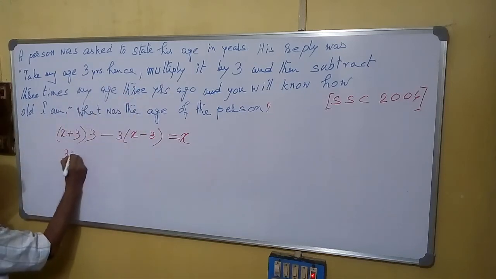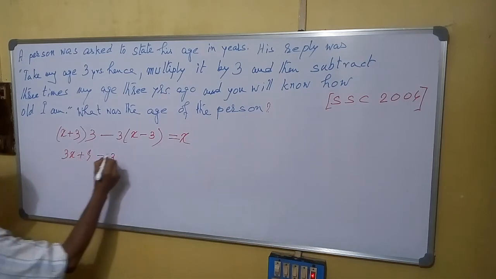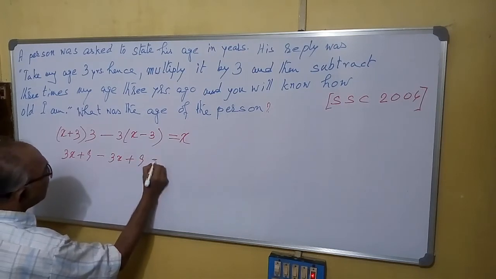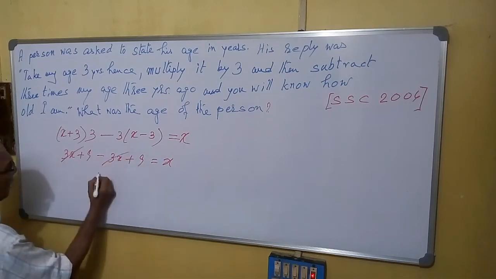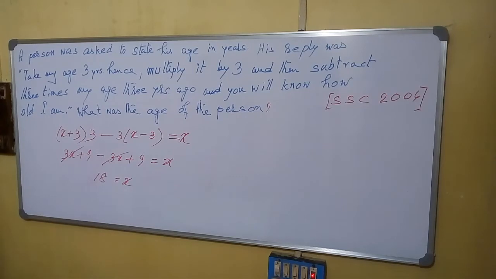So from here nothing is there. 3x plus 9 minus 3x plus 9 equals x. So 9 plus 9, 18, x equals 18. So his age is 18 years.